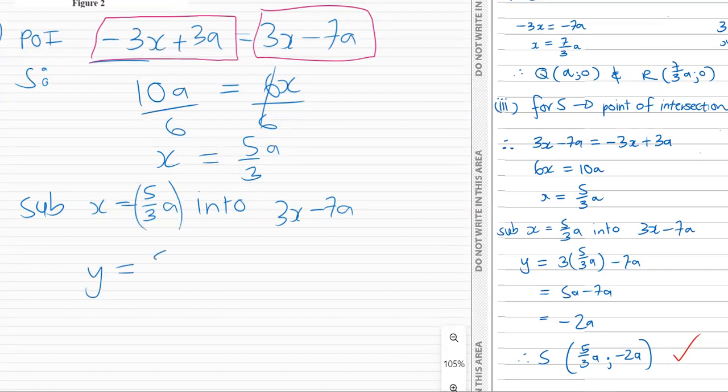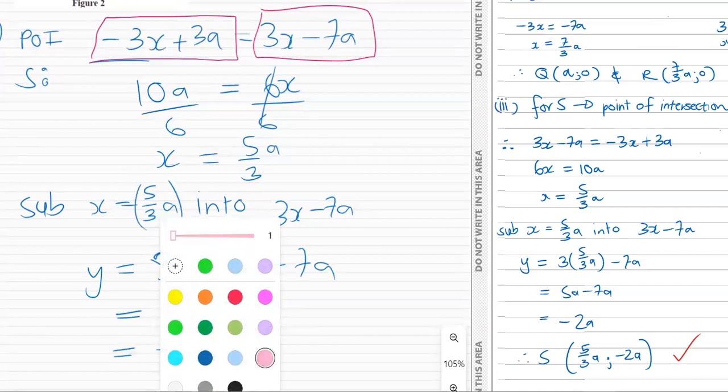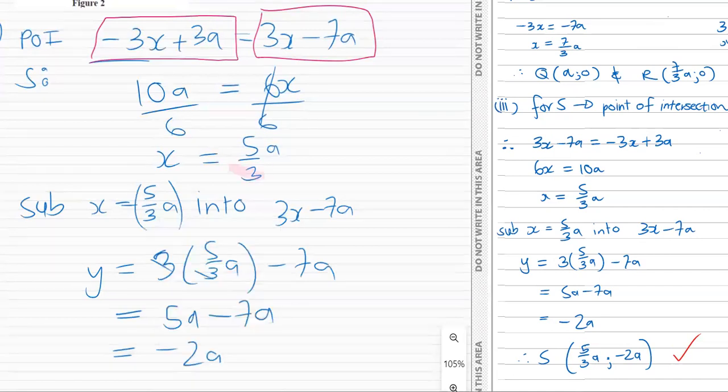So 3 times 5/3a minus 7a. Just a matter of doing a little bit of algebra to finish that off. So these 3's cancel out, let's be 5a minus 7a, and then you get negative 2a as your y. So what we've said, we've used the algebra to prove that when x is this, y will be this.